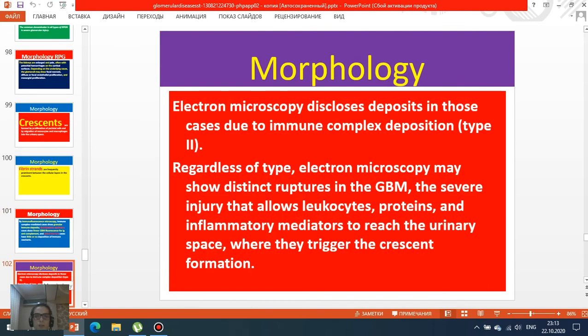Electron microscopy discloses deposits in those cases due to immune complex deposition, type 2. Regardless of type, electron microscopy may show distinct ruptures in the GBM, the severe injuries that allow leukocytes, proteins, and inflammatory mediators to reach the urinary space, where they trigger the crescent formation.